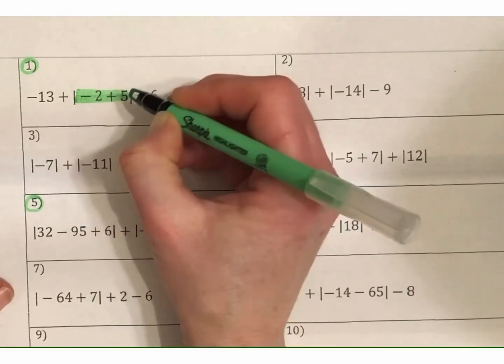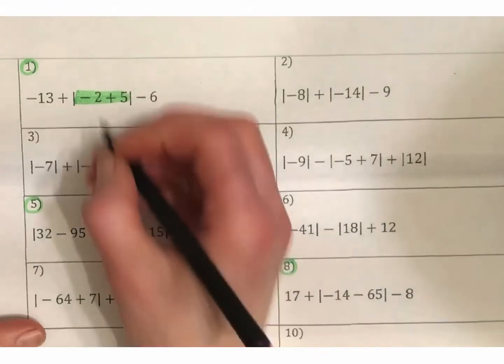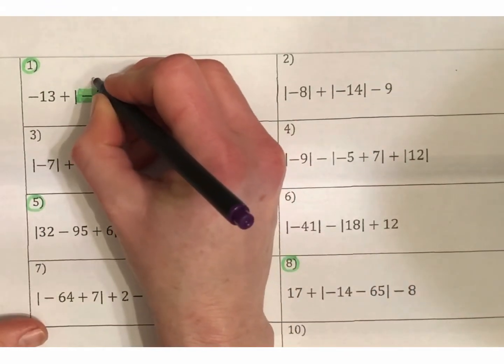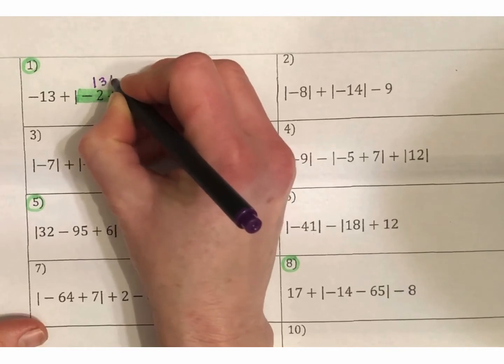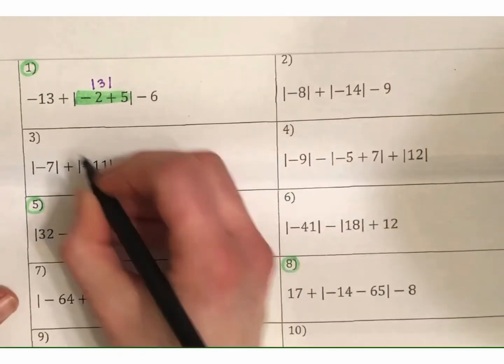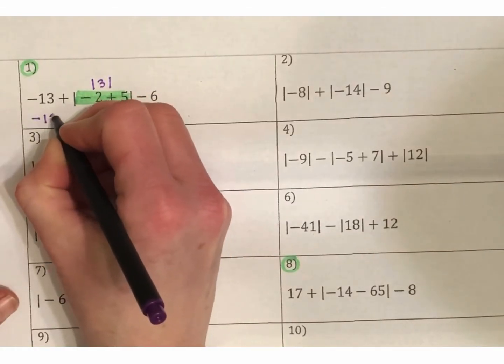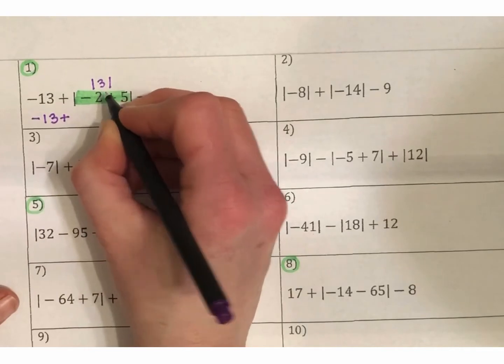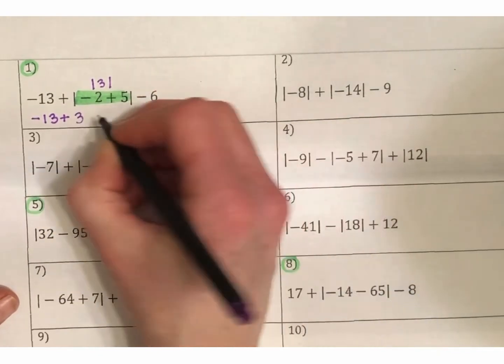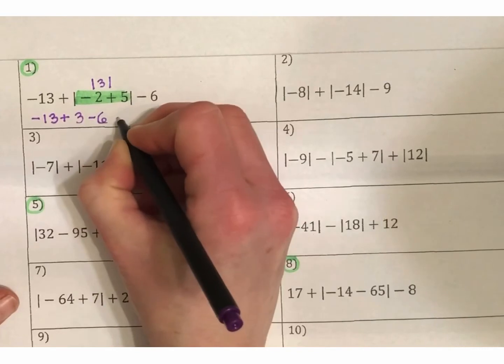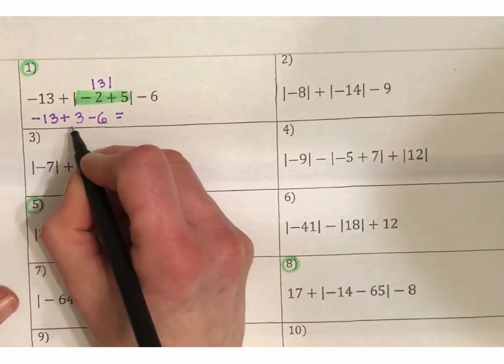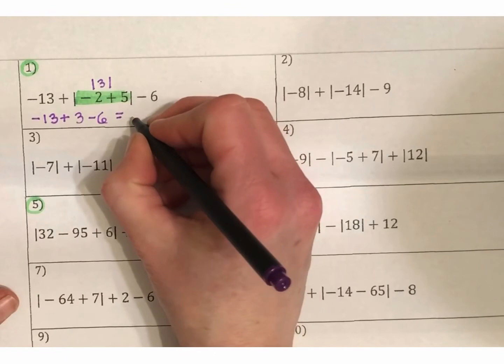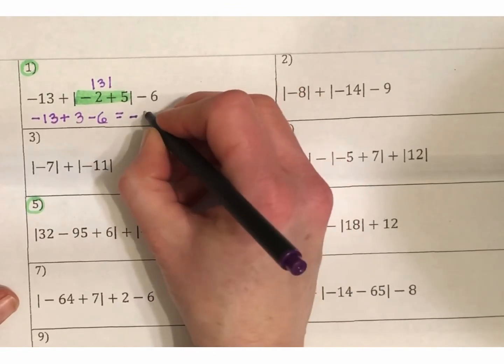So when we go to solve these, we're first going to solve anything that is grouped together. So we'll start with the -2 plus 5 within the absolute value bars. -2 plus 5 is 3, so that gives us the absolute value of 3. Now I'll rewrite the equation with that part simplified. -13 plus the absolute value of 3, which is 3, minus 6. Put those all together. -13 plus 3 is -10. -10 minus 6 is -16.